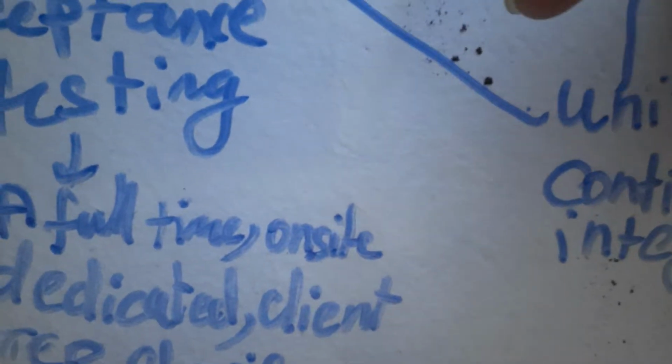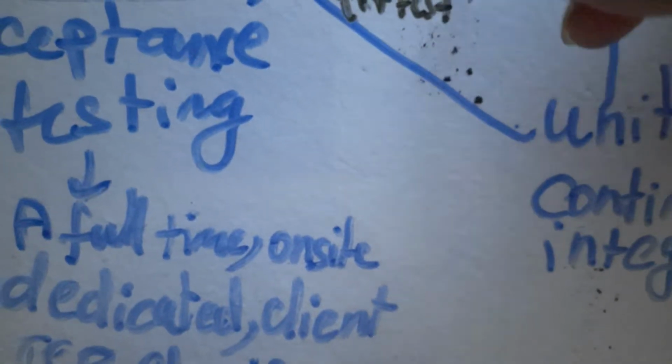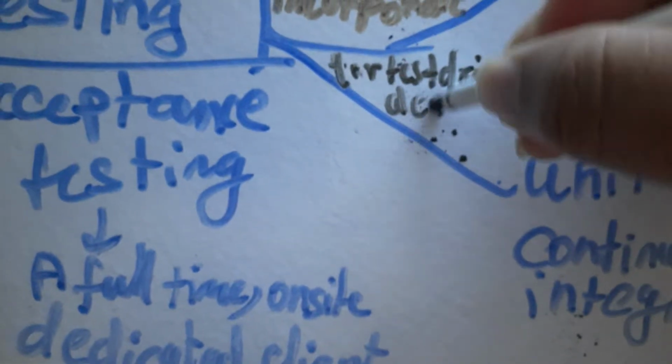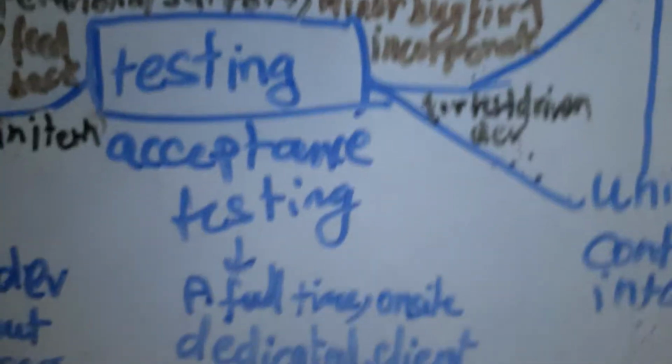In iteration. Okay. For test driven development, I would write it dev. Okay. Let's say it means... oh, this marker died too. Need another marker. Yay. Let's go for it.